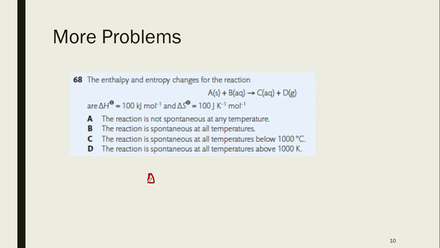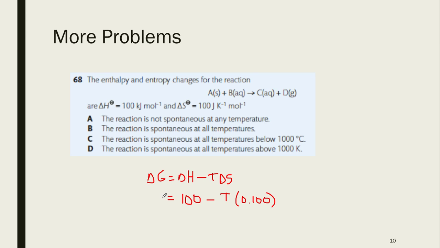All right, so we know delta G equals delta H minus T delta S. Okay, so that's our Gibbs free energy equation. We know that delta H is 100. And then we're going to keep T for now, and we're going to change 100 to 0.1. I'm going to divide it by 1,000, so that way it's automatically in kilojoules.